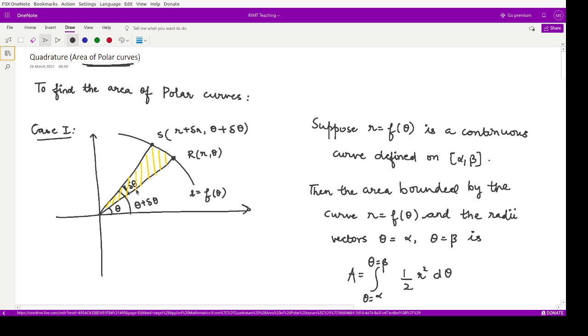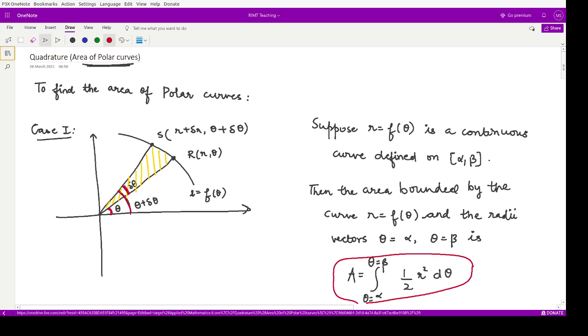So this angle with this arc is theta degree, or theta radians. This angle is theta plus delta theta. So what is this difference? This difference is del theta, right? So we are interested to calculate this complete yellow shaded area. For that, what is this area? This area is given by this formula: integration, theta varies from alpha to beta, half of r square d theta.